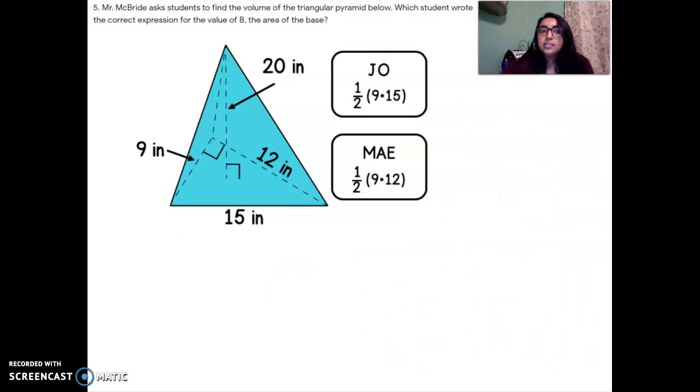And one more, guys. Number 5, Mr. McBride asked students to find the volume of the triangular pyramid. Now, this is a triangular pyramid because it does have a triangle for the base. So the other one was a typo, guys. Which student wrote the correct expression for the value of capital B, the area of the base?